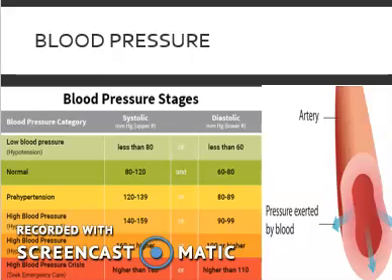Stage 1 is 140 to 159 over 90 to 99. Stage 2 is 160 or higher over 100 or higher. If it gets to this stage, it is really bad. But if it gets to stage 3, which is higher than 180 over higher than 110, and high blood pressure is left untreated, it can increase your risk of developing a number of serious long-term health conditions such as CHD, or coronary heart disease, and kidney disease.